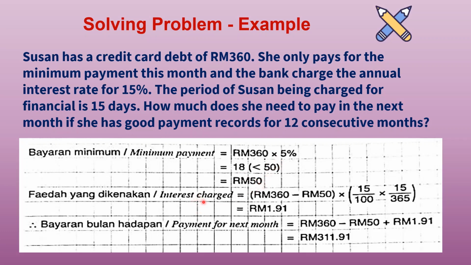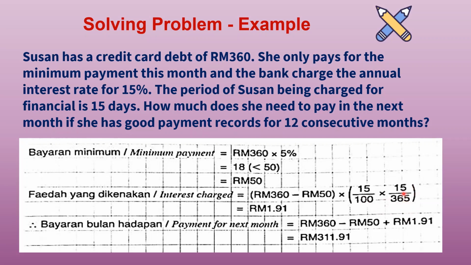And then the interest charge. So here is the latest balance: 360 minus the minimum payment, so the latest balance is 310. And then times the interest rate. The annual interest rate is 15%, so times 15% and multiply with another finance charge, 15 over 365.